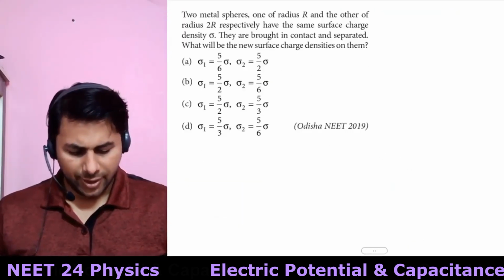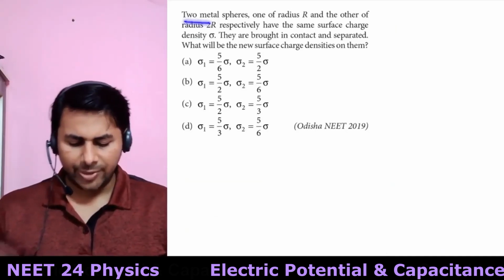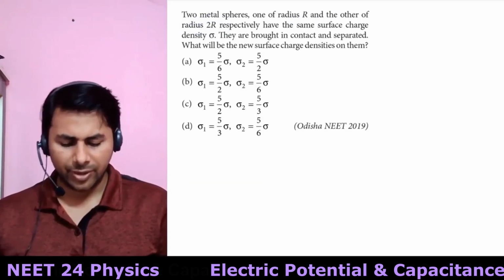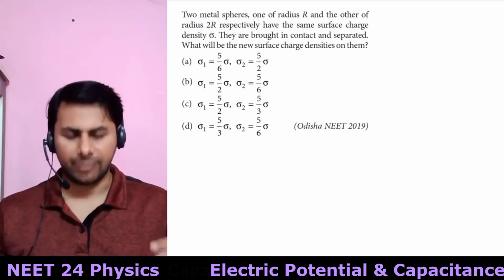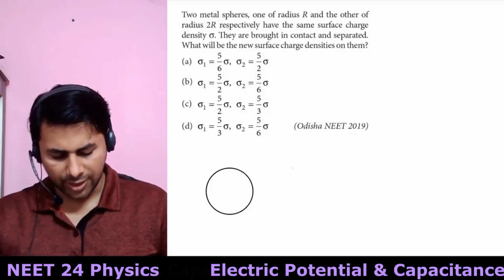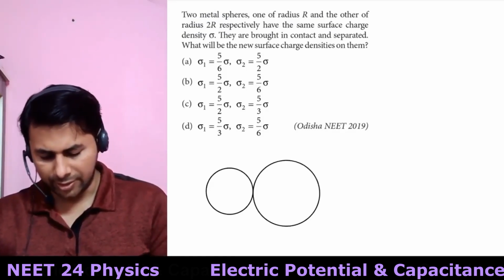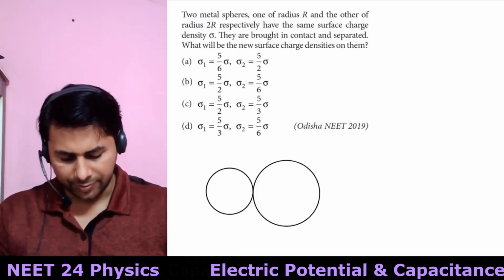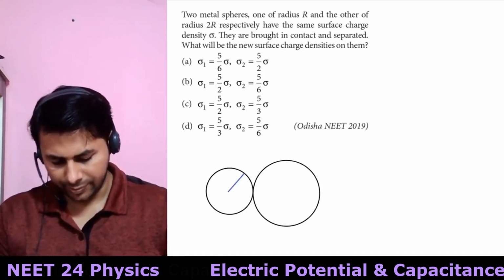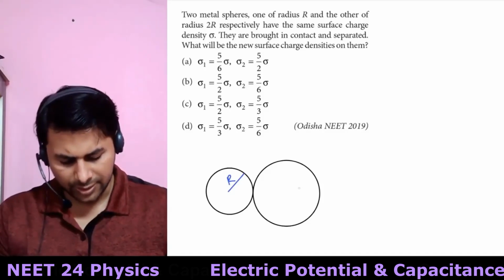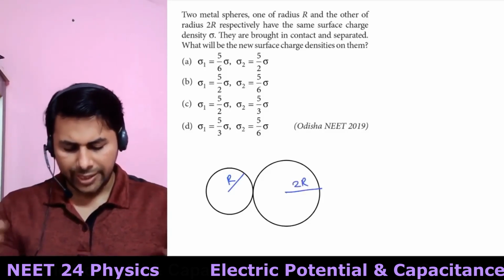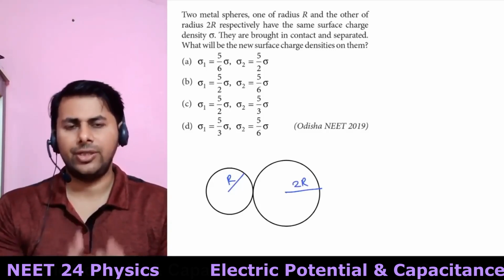All right. So now we have two metal spheres, one of radius capital R, another of radius 2R respectively, that have the same surface charge density sigma. One has radius R, the other has 2R, but the surface charge density is equal. Now you are bringing them and keeping them in contact with each other.